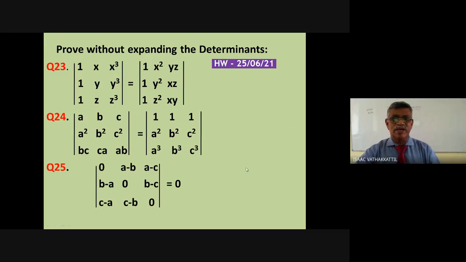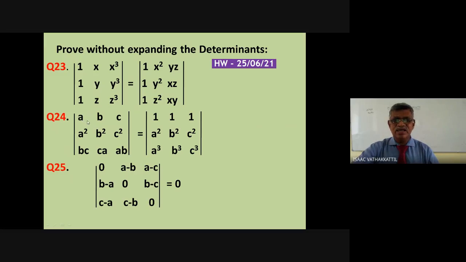Prove without expanding the determinant. Without expanding means you can't expand it at any stage. You only apply properties. If we take up the first one, don't try to subtract and go to evaluation. No, we are not going to evaluate. Look at 1, x cube, 1, y cube, 1, z cube. It is very similar to the previous question we have done, and the right side is 1, x squared, yz, 1, y squared, xz, 1, z squared, xy. You may try yourself. If you don't get it, ask today itself. I'll bring the answer tomorrow, but I'm sure you'll get it.